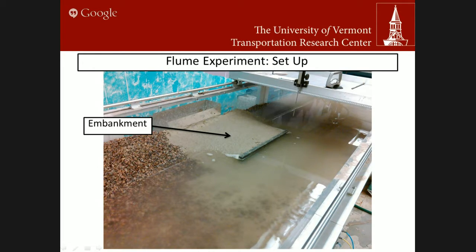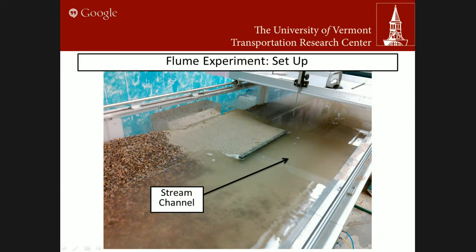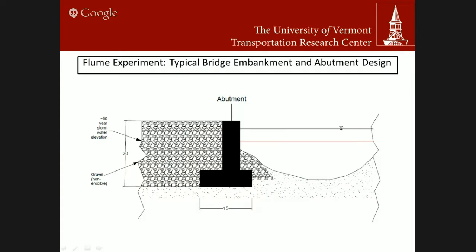So what I did was set up an embankment, and then I also cast a concrete abutment, which you can see right there, and put it inside of my embankment. And then the stream channel itself was just made out of sand. And then there's also the stream bank here, which I made just with a non-erodible gravel. And so in the flume, I was able to use the laws of similitude to best try and approximate what would happen in real life and best simulate what would happen in the real world.